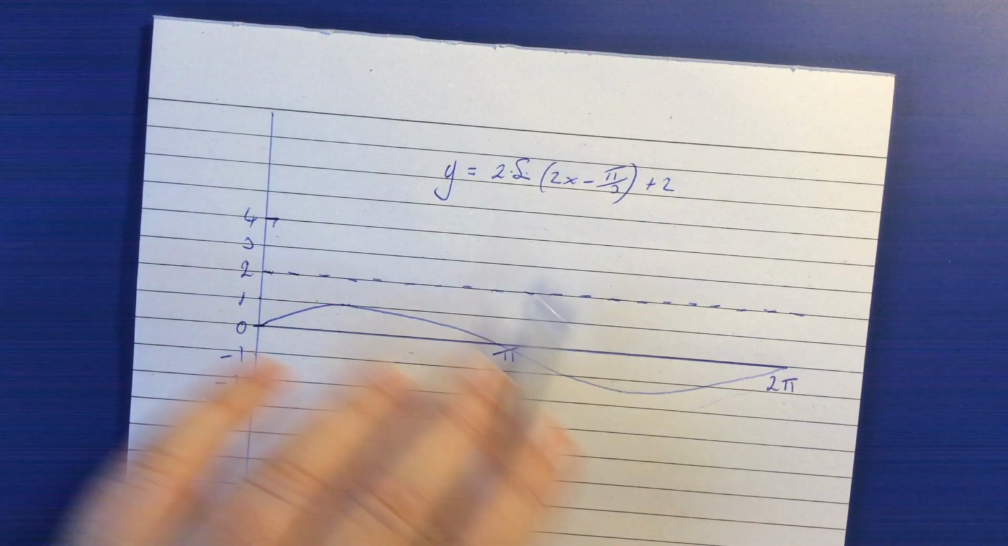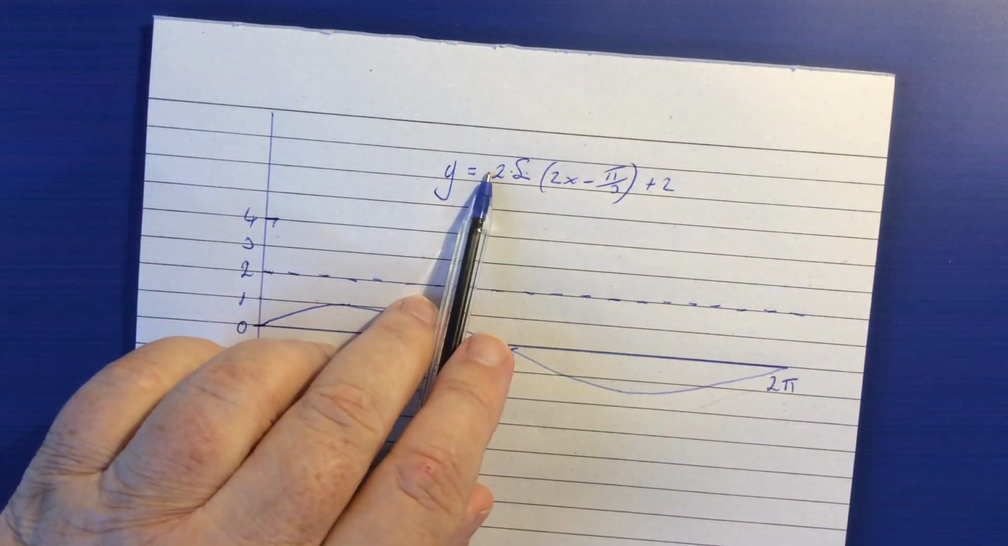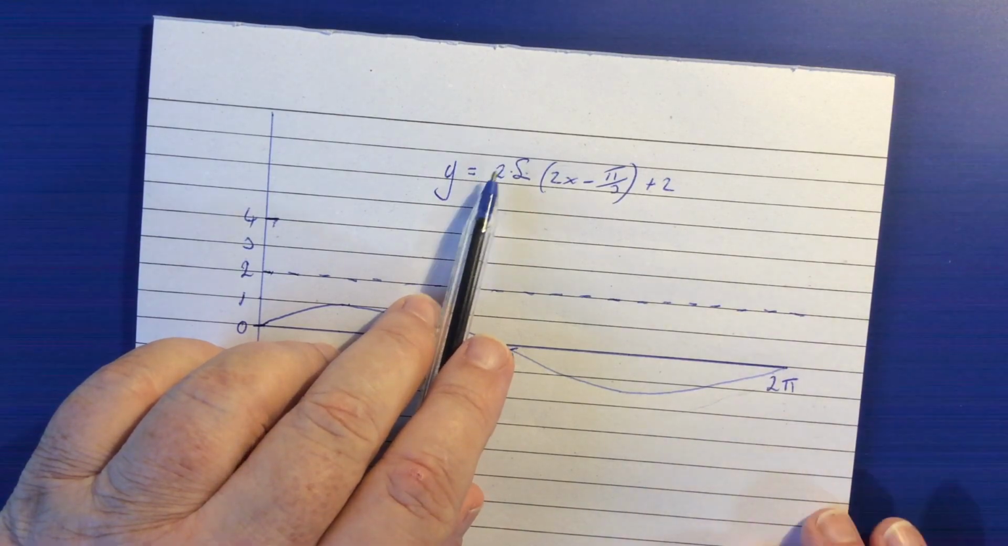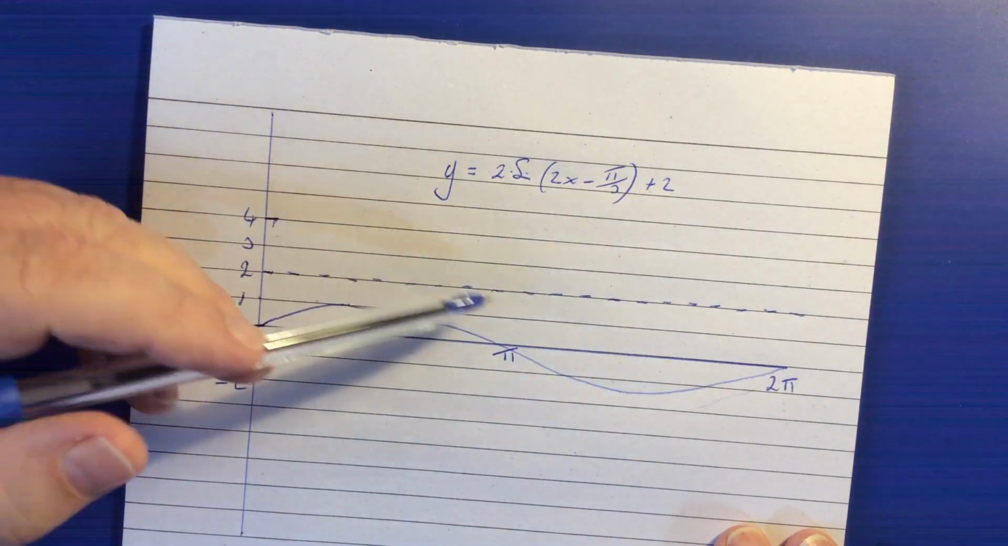It's still positive. Everything's positive here, so we haven't flipped this. If you wanted to reflect this in the x-axis or anywhere else, you would put a negative in front of here. But I think that this is enough for one video. Okay, what else has happened?